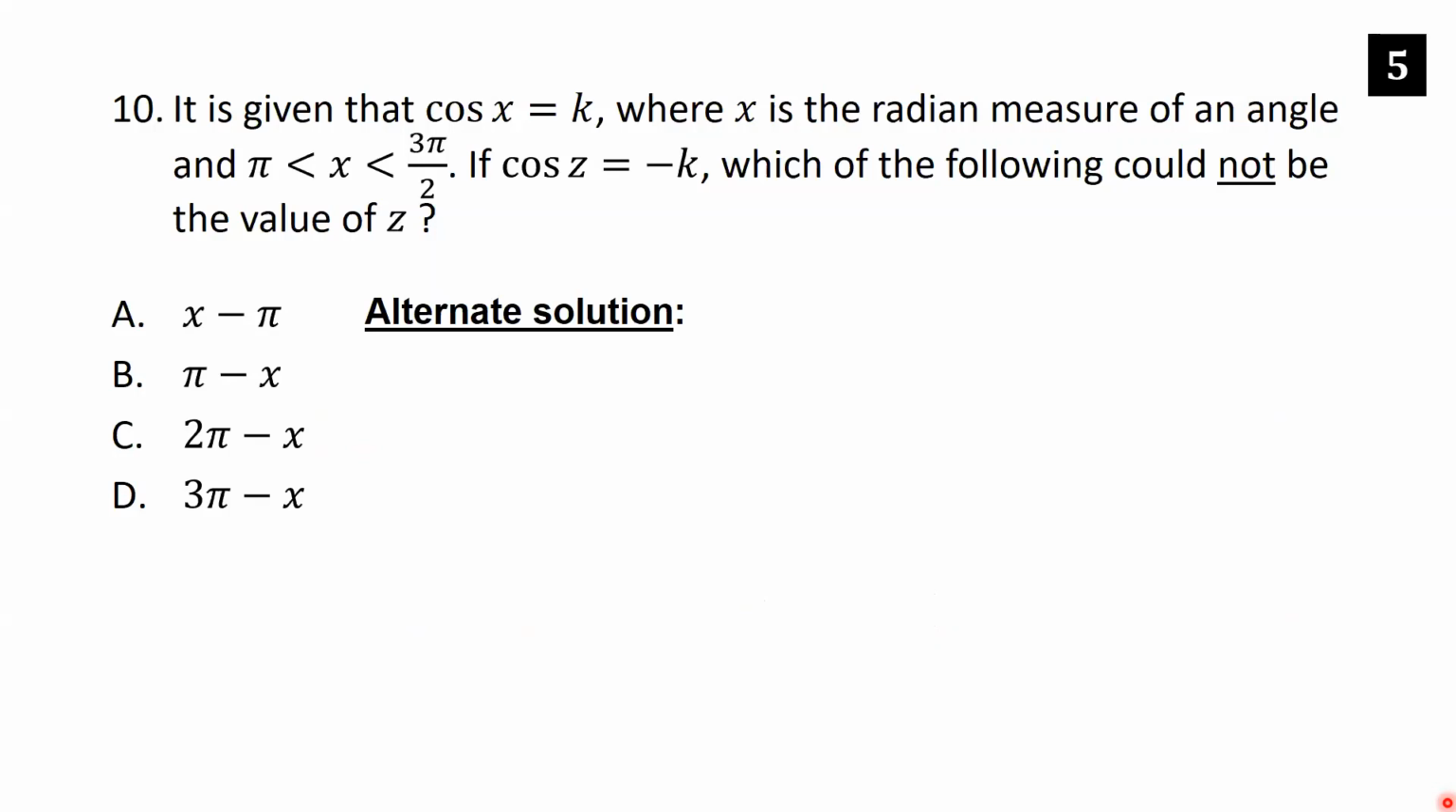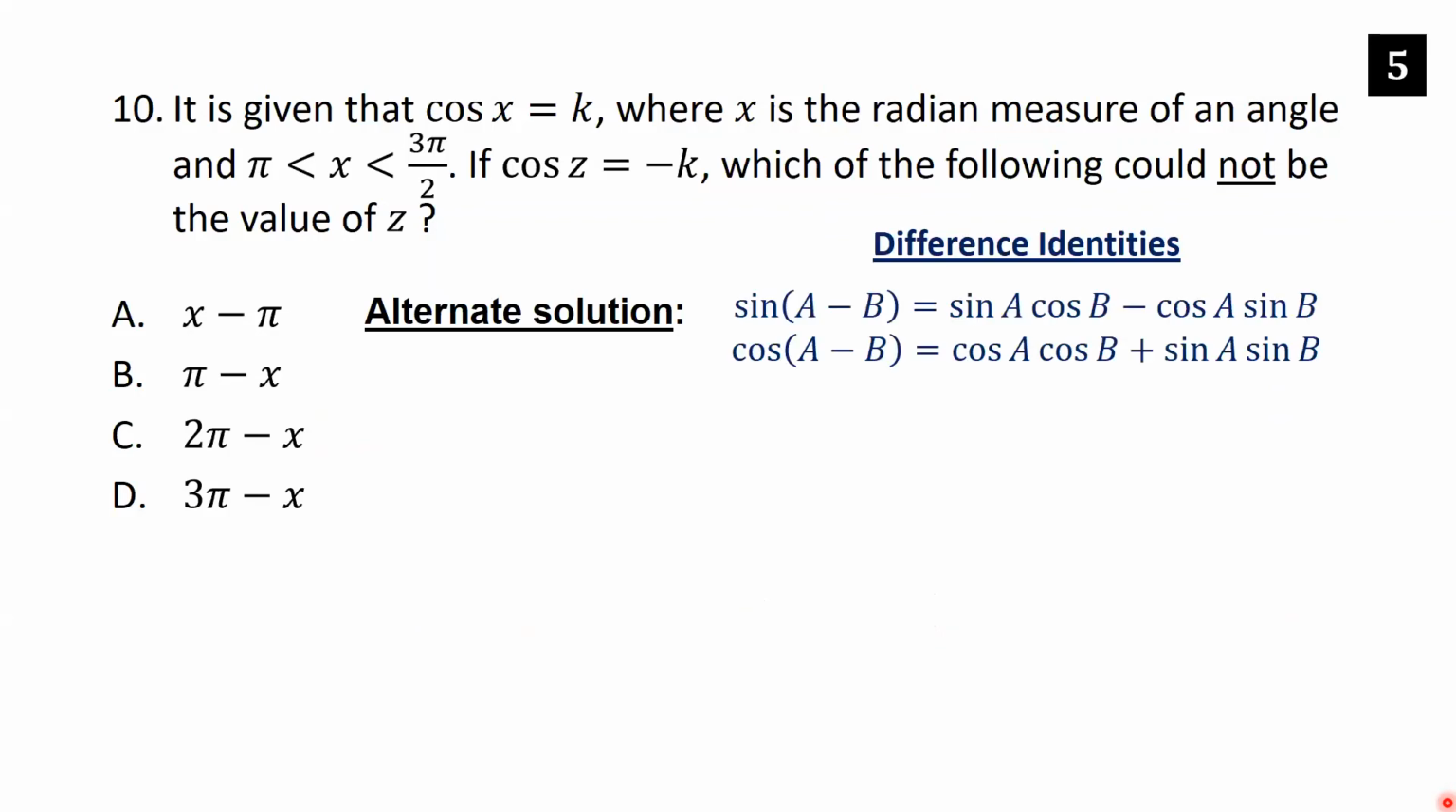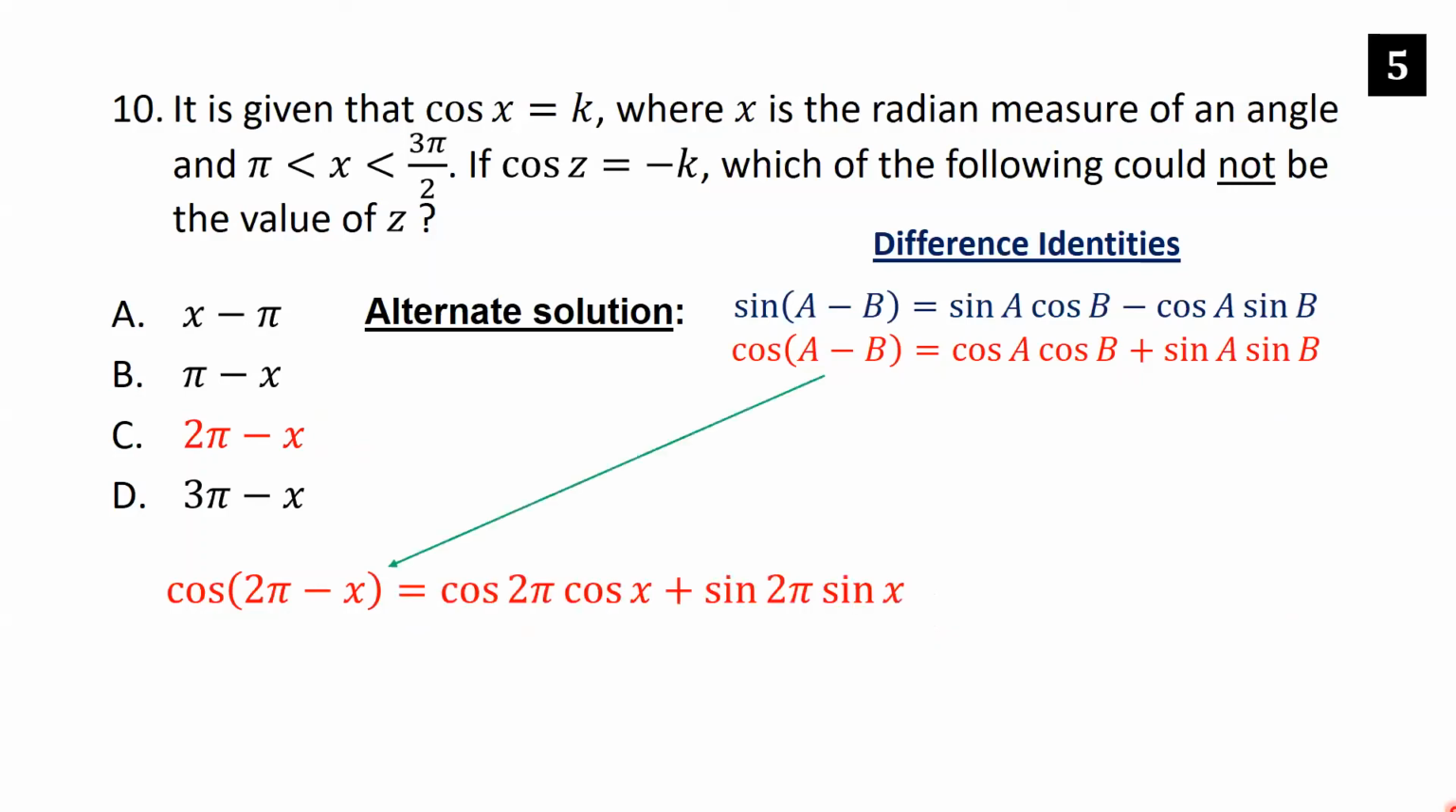Here's an alternate solution to this problem using the difference identities, in particular the difference identity for cosine, which says cosine A minus B is cosine A cosine B plus sine A sine B. And again, I'm going to start with choice C as my first guess, and I'm going to right away apply that difference identity. If you happen to know the difference identity, this is a pretty good way to do it, right? So we get cosine 2 pi cosine x plus sine 2 pi sine x.